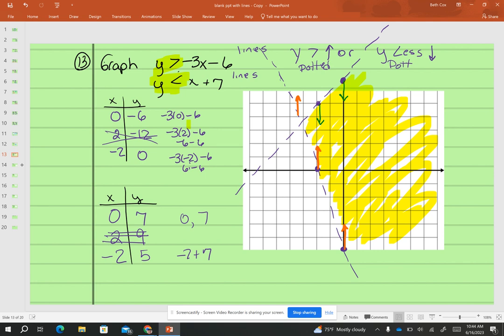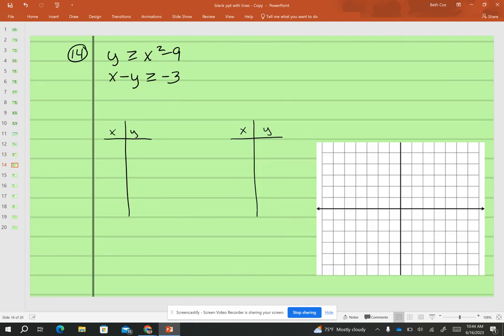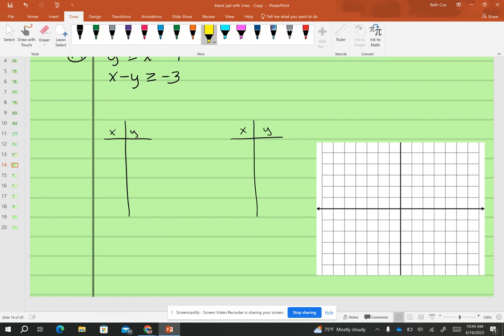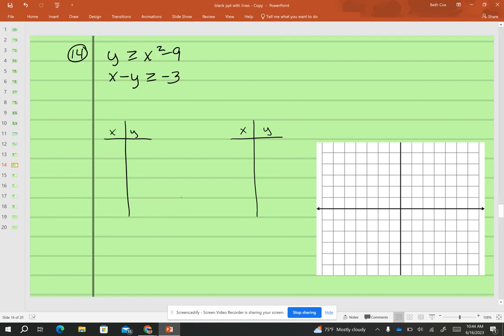Okay. One more. This one we have a parabola and a line. We have a parabola and a line. How do you know that? I studied. I know what a parabola looks like. This is a parabola. It has an x squared and a y. This is a line because it has a plain x and a plain y.